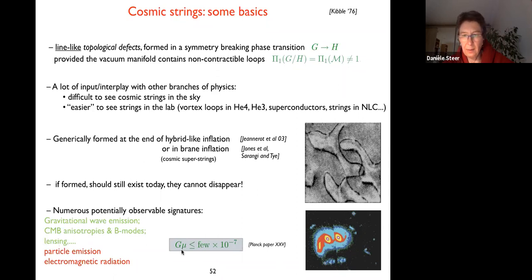Strings can give rise to lensing, so on the right-hand side is a typical image of a galaxy lensed by a string. You can kind of guess where the string is. And they give rise to other effects, electromagnetic effects. So the constraint on strings today is this one. So I want to explain what these quantities are. So mu is the energy per unit length of the string. And G is Newton's constant. So this quantity is dimensionless. So the constraint today is that G mu is of order 10 to the minus 7.